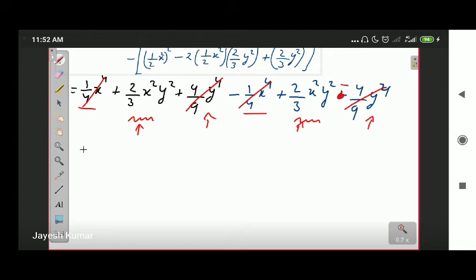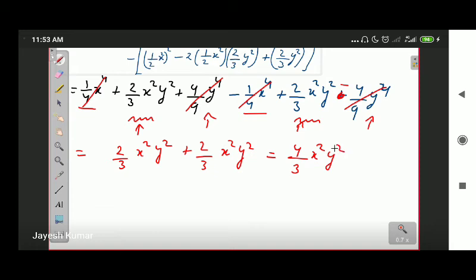Let me rewrite them: 2 upon 3 x square y square plus 2 upon 3 x square y square. If you simplify it, you will get 4 upon 3 x square y square. You can simplify it in two ways. You can either take the LCM or you can say that a plus a is equals to 2a.